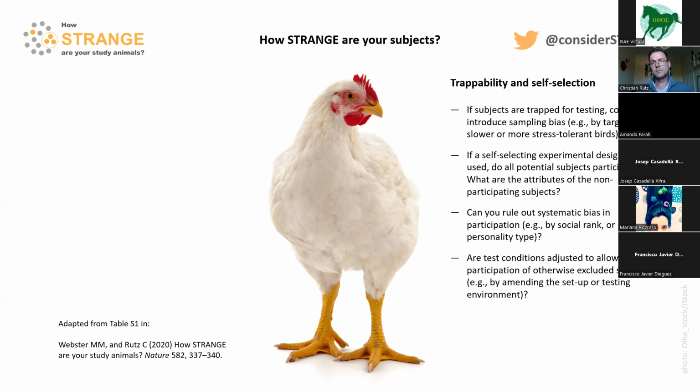And as I understand it, speaking to colleagues who do actually study chicken welfare, both of these apply. If subjects are trapped for testing, could this introduce sampling bias? For example, by researchers inadvertently targeting slower or more stress-tolerant birds. If a self-selecting experimental design is used, do all potential subjects participate? And what are the attributes of the non-participating subjects? If you have large numbers not participating, I would be very interested to know if there is something special about them. Can you rule out systematic bias in participation, for example, by social rank or personality type? And are test conditions adjusted to allow participation of otherwise excluded subjects, for example, by amending the setup or testing environment?